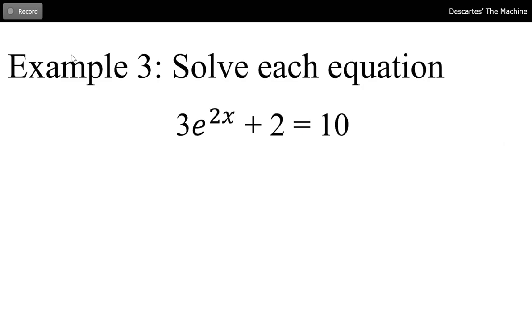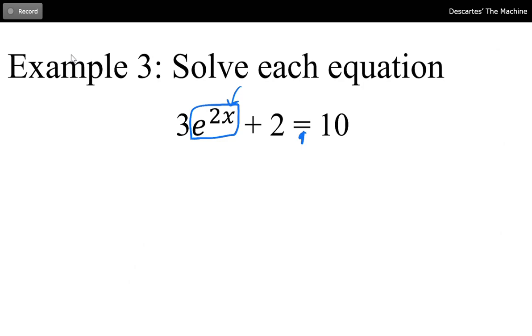All right, so there's my equal sign. Where's my variable? The variable is right here with x. Oh, it's in the exponent. And what's the base? The base is e. What I need to do is isolate this little package right here. I need to get e to the 2x by itself. So I'm going to subtract 2 and divide by 3.